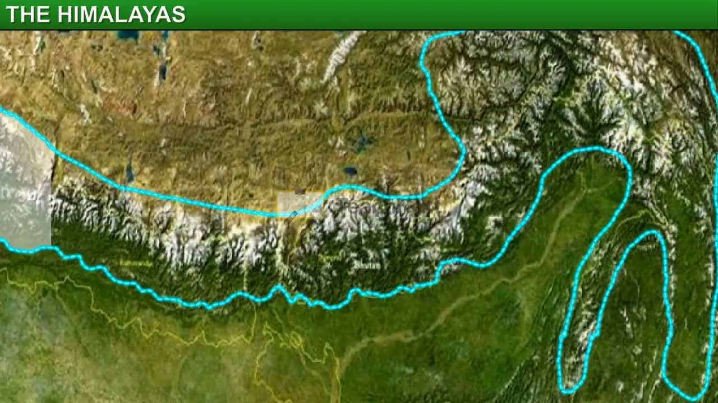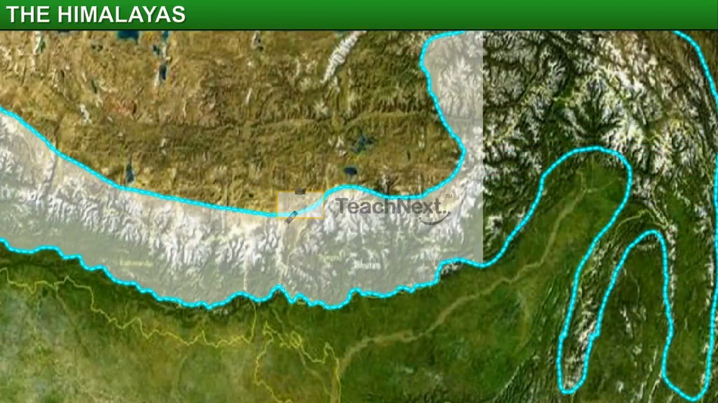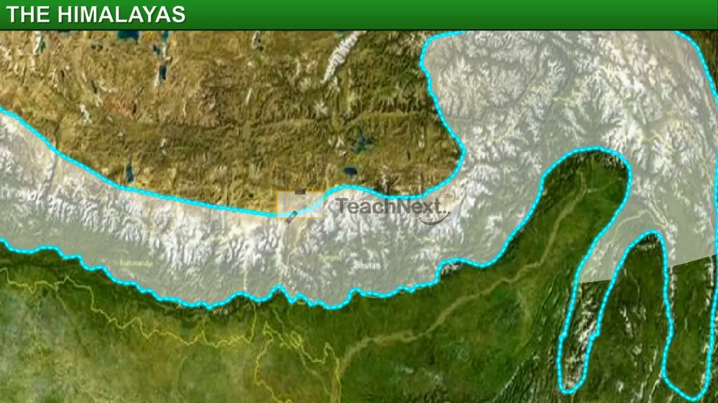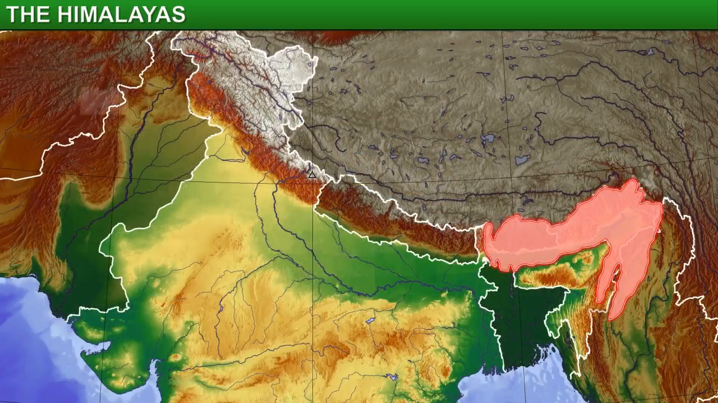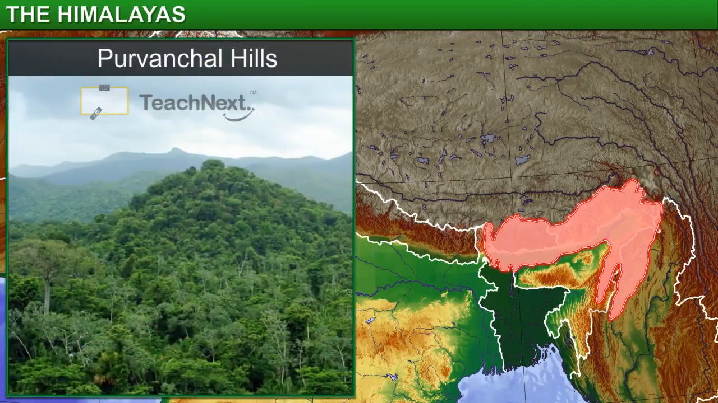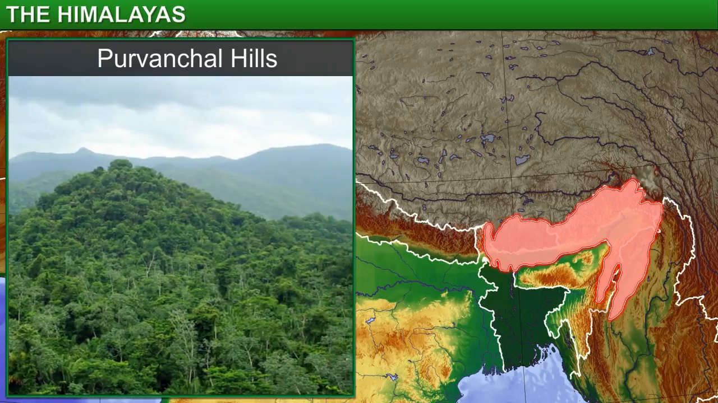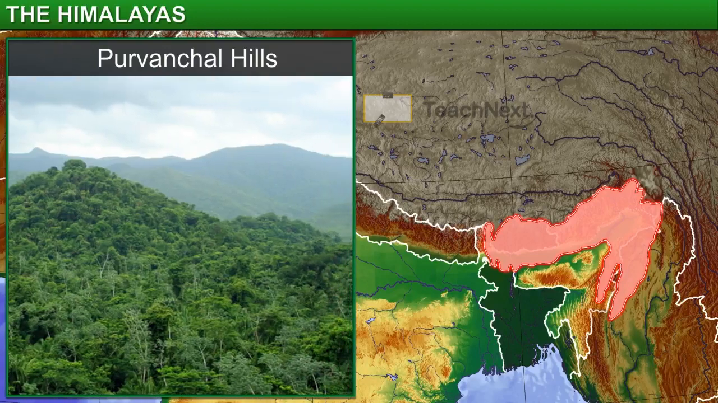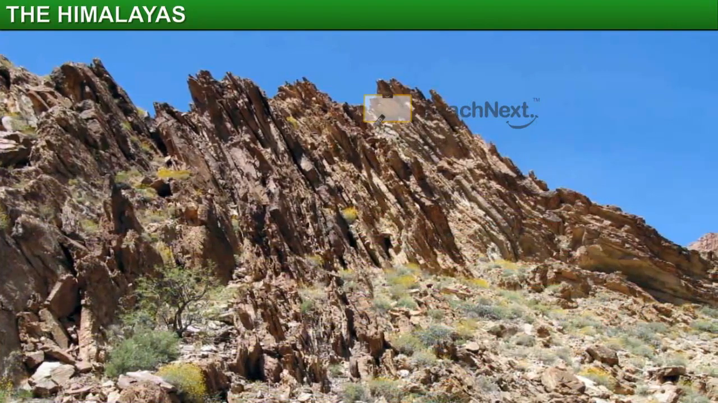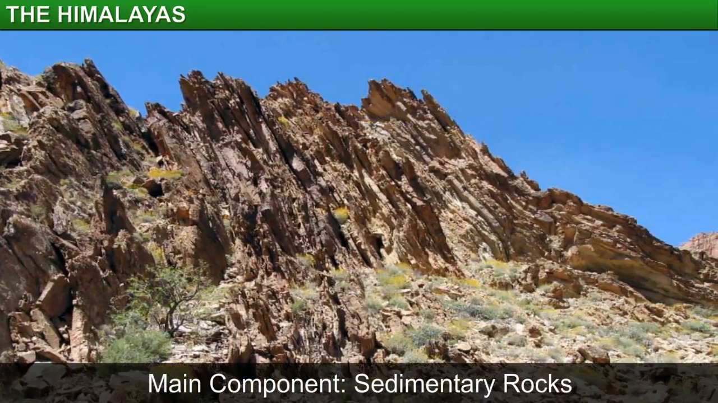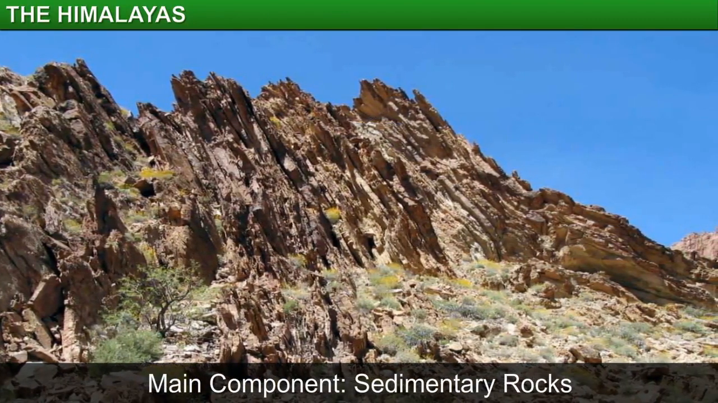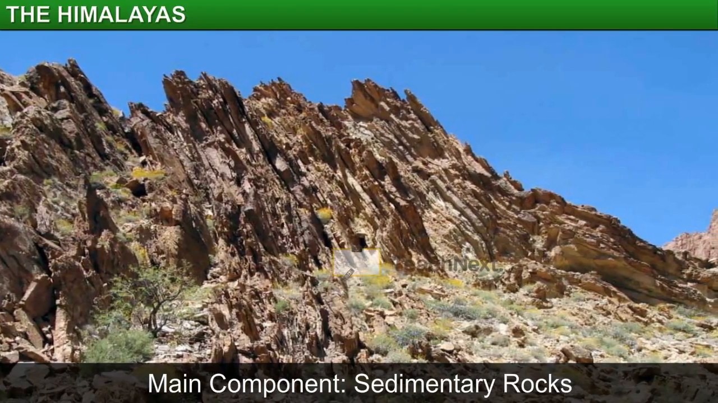Beyond the Dihang Gorge, the Puravanchal hills dip sharply southwards and stretch out along the eastern borders of India. Thus, the Puravanchal hills extend through the northeastern states of India. The Puravanchal hills are covered by thick forests and mostly consist of parallel ranges and valleys. Strong sandstone, a type of sedimentary rock, is the main component of these mountains.